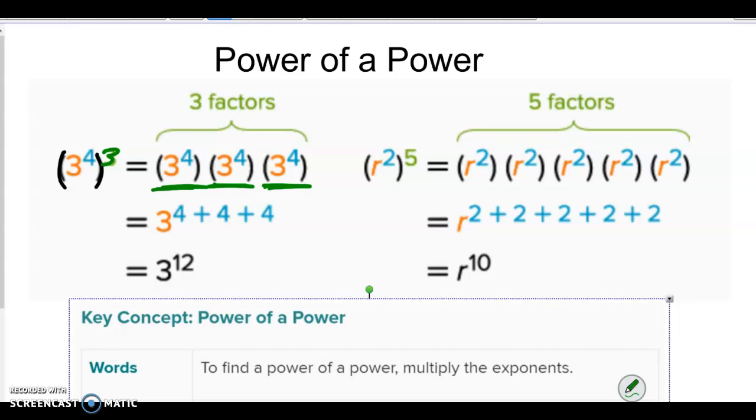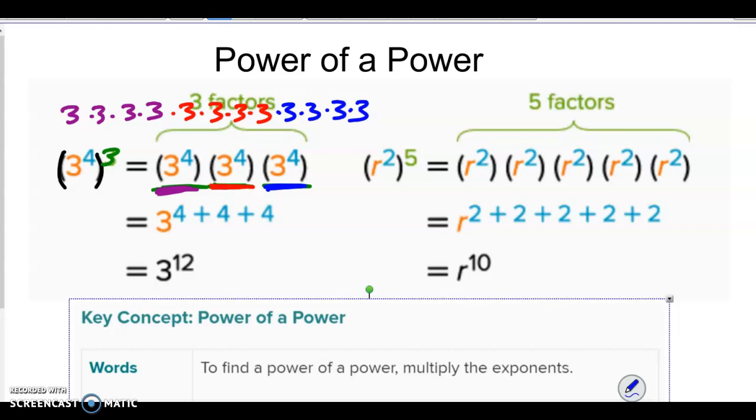Now within each one of those, I have 4 3's. 3 to the fourth is 3 times 3 times 3 times 3. That's the first one. The second one, again, is 4 more 3s. And that third one is 4 more 3s.